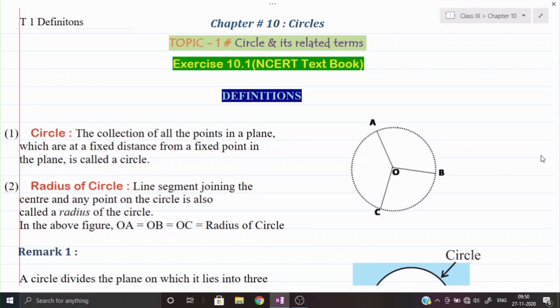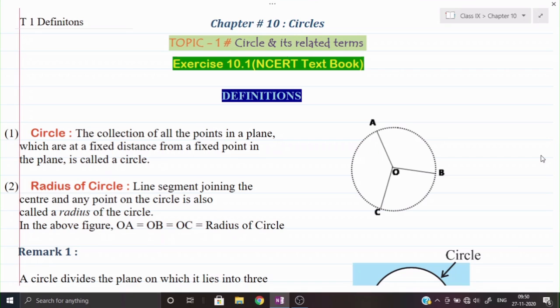Okay, so first of all, in chapter number 10, as you know, the name of the chapter is circle. There are many terms which are associated with circles. For example, up till now you know some basic things, for example radius and diameter. But now in this chapter we shall learn some more definitions and terms which will be required in the questions of the chapter. So first of all, we shall start from the beginning.